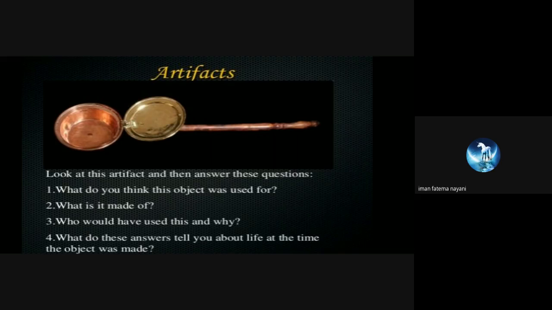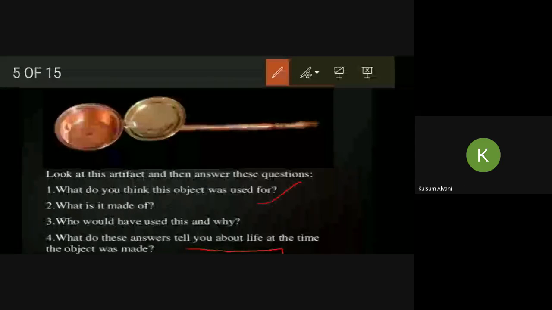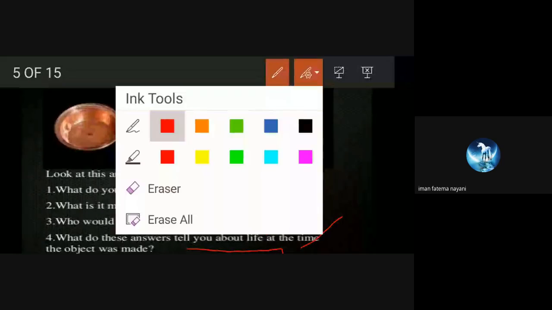Historians are trying to find out, brother, this object has been found, so what was it used for? What is it made up of? Which material is used to make it? Who would have used it? And why, right? What does this answer tell you about the life of the people, and why this type of object was made? All such types of questions come, and then we try to find the answers.